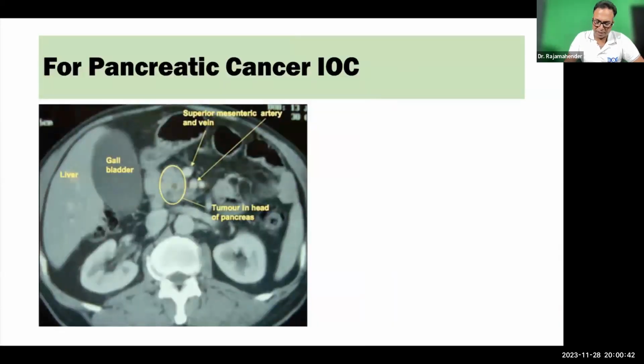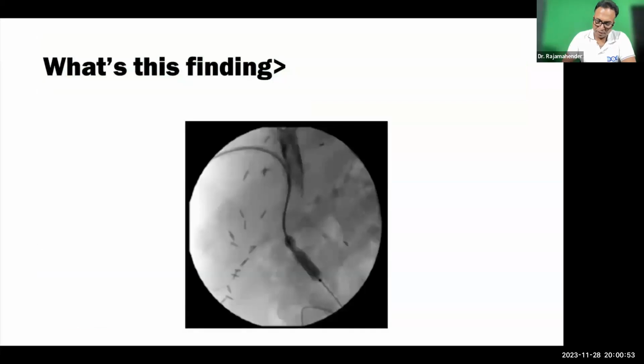This is the pancreatic cancer on a CT scan. You can see the classical pancreatic cancer on CT scan. I'll tell you there are three types of findings in CT. I'll tell you now. And see this finding.